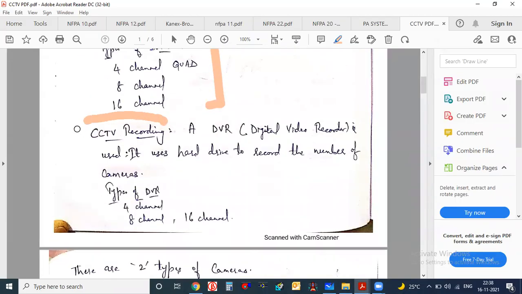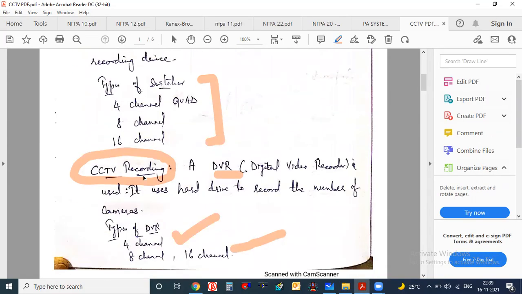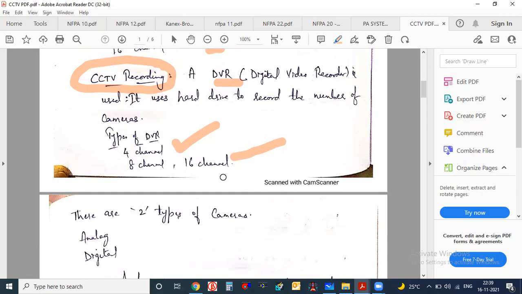There is also CCTV recording. For recording, they use a DVR, digital video recorder. It is like a hard drive to record the cameras. All the cameras are connected with this DVR. Suppose you have 10 CCTV cameras, all the output we get in the DVR. This DVR also comes in 4 channel, 8 channel, 16 channel. Switcher is different, and the CCTV recorder or digital video recorder is different.